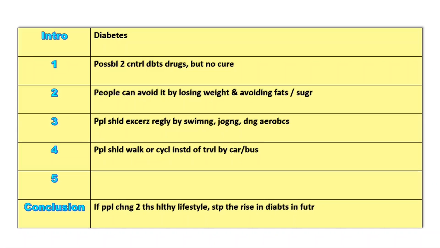The lecturer was talking about diabetes, and he said that it's possible to control diabetes using drugs, but that there is no cure. The lecturer then said that people can avoid diabetes by losing weight and avoiding fats and sugars, and that people should exercise regularly by swimming, jogging, and doing aerobics. The lecturer then said people should walk or cycle instead of traveling by car or bus. In conclusion, the lecturer stated that if people change to this healthier lifestyle, we can stop the rise in diabetes in the future.